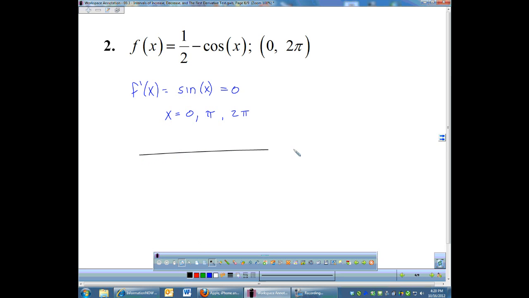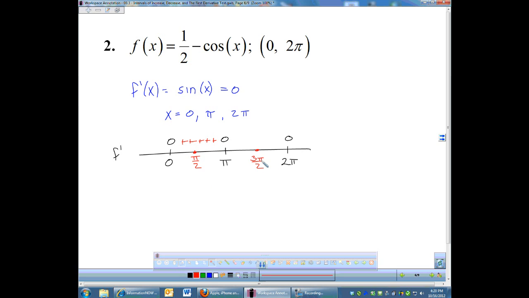So what I will do is make a little number line. I will put my critical numbers. I'm going to go ahead and include 0 and 2 pi, even though those are not going to be answers for the problem, but it at least gives me an idea of where I need to plug in points. I'm going to plug in something between 0 and pi, like pi over 2, and something between pi and 2 pi, like maybe 3 pi over 2. If I plug those in, sine of pi over 2 is 1, that's positive. Sine of 3 pi over 2 is negative 1, that's negative.